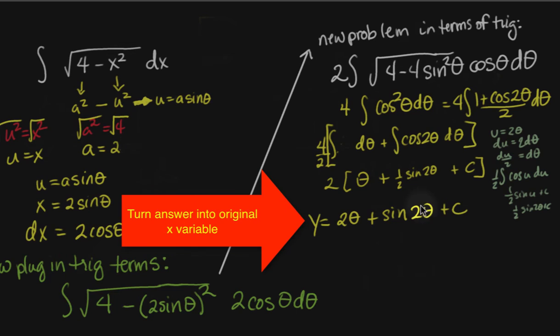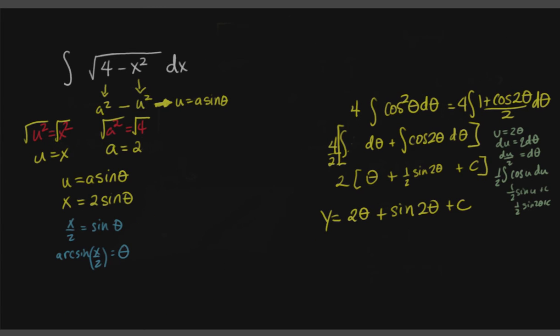So now at this point, what we have to do is solve this back in terms of trig. So this is what we have, and we have to go backwards with it. To get the theta, you're going to need to solve this x equals 2 sine theta relationship for theta. So you divide by 2, then you arc sine both sides.